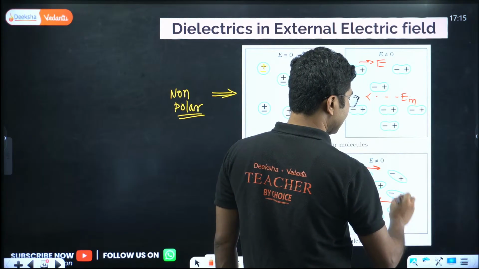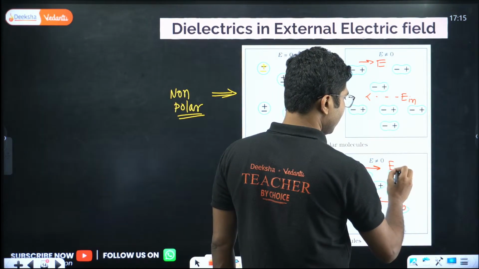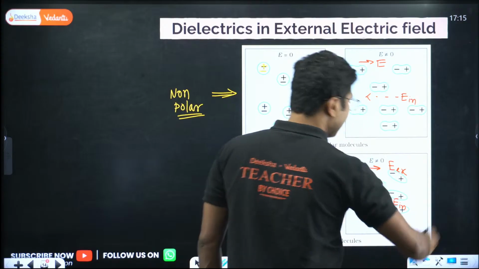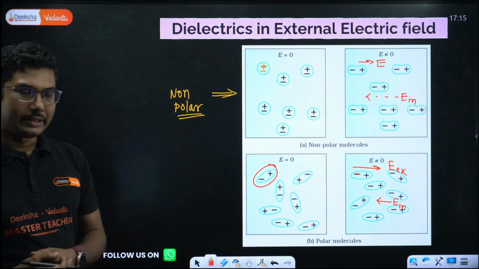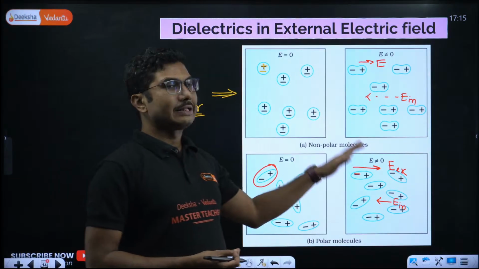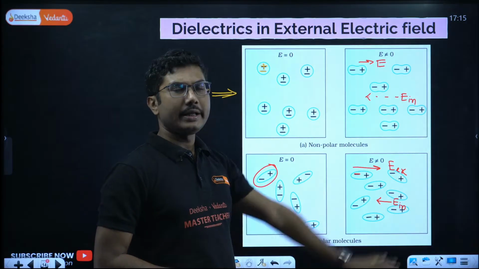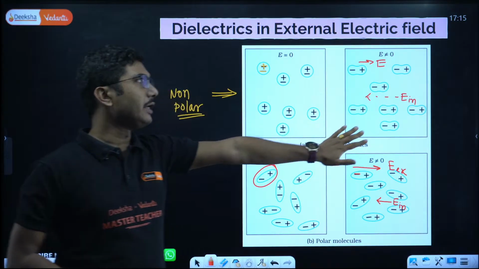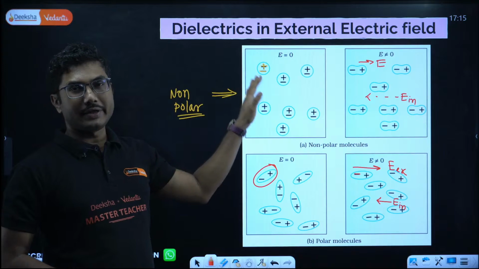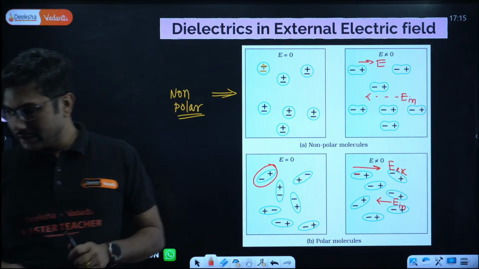Okay, this is external, and there is an internal electric field. So the electric field inside polar or non-polar dielectrics, they behave almost similarly in the presence of an external electric field. In the absence of an external electric field, their behaviors are completely different.